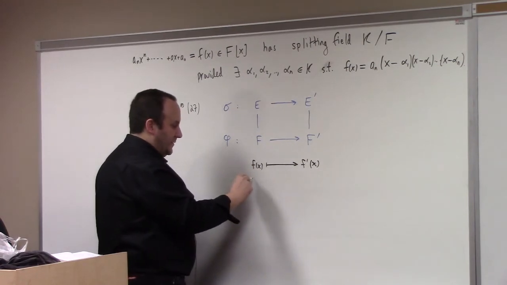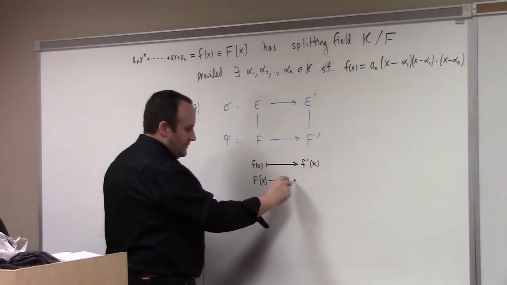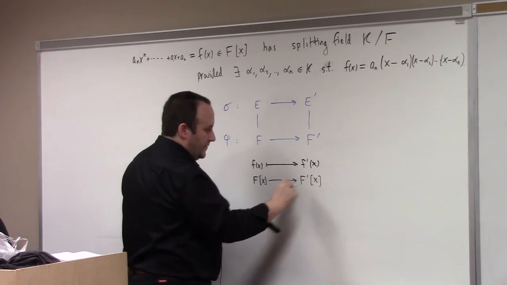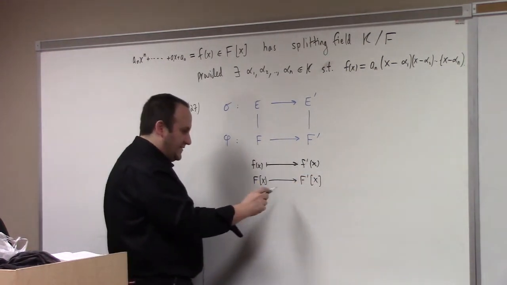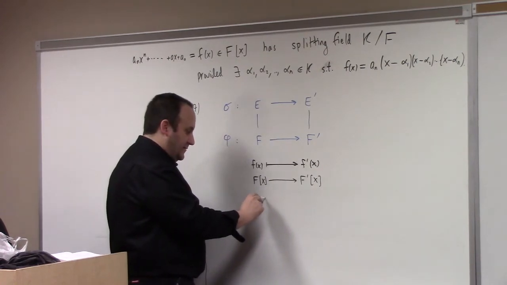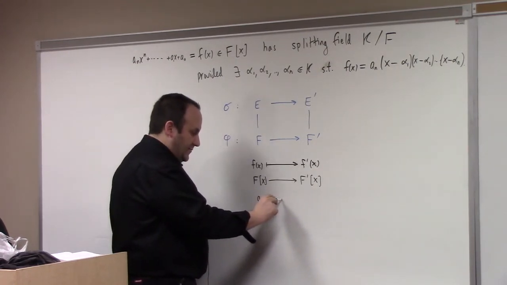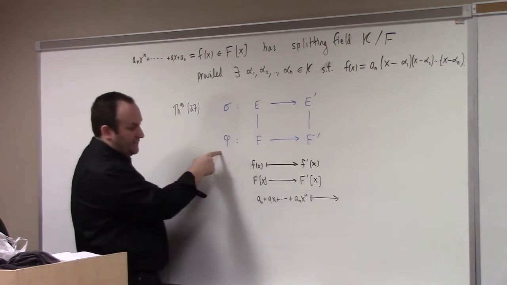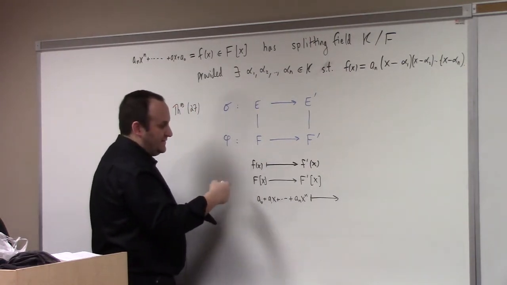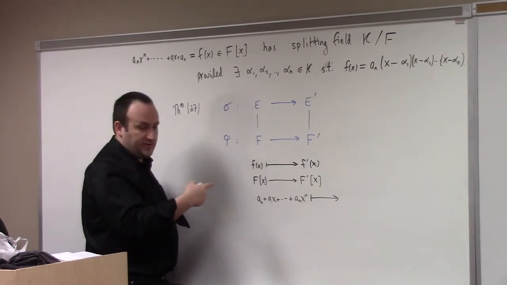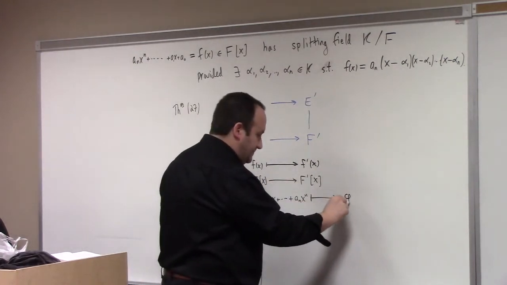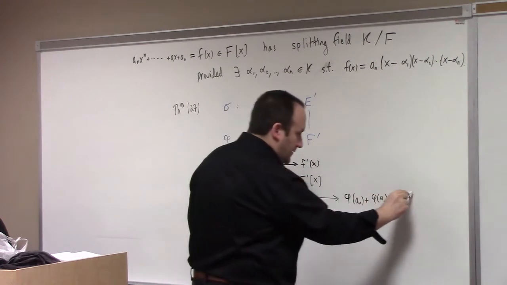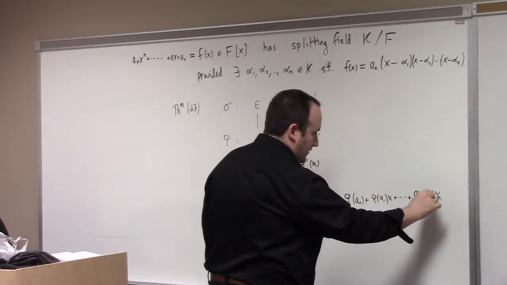Just since it's been a couple of classes since we did it, it would be something like this: if we take a0 plus a1x plus and so on, plus an x to the n, then under the induced isomorphism from phi, which is the extension of phi to polynomials over F and polynomials over F prime, we just map the coefficients. That's the induced isomorphism on the polynomial ring.